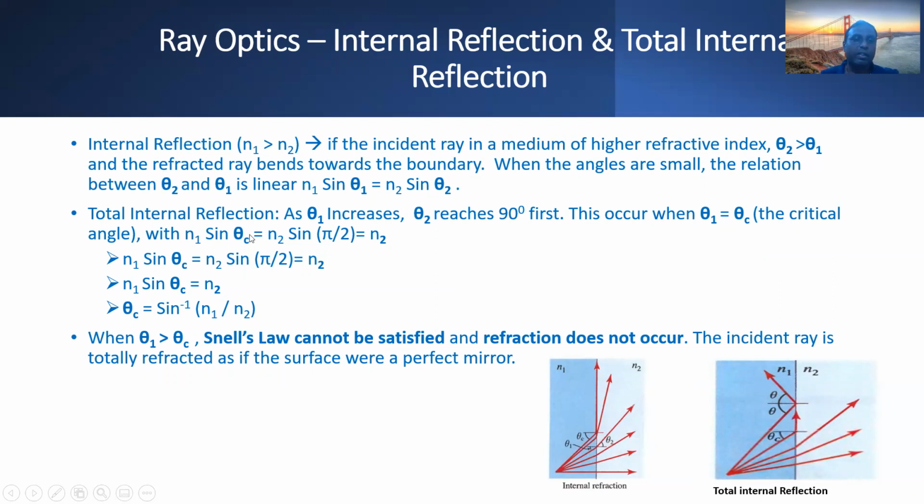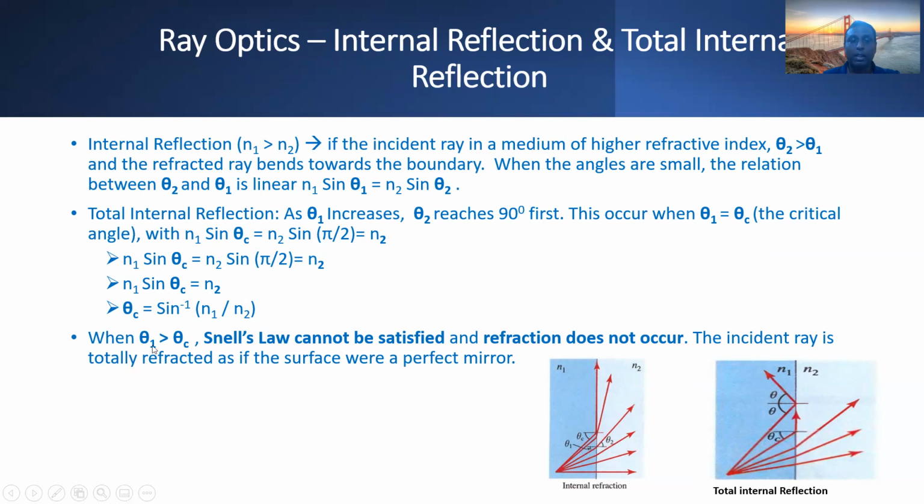As for total internal reflection, as theta 1 increases, theta 2 will reach 90 degrees first. This occurs when theta 1 equals theta c, the critical angle, with n1 sine theta c equals n2 sine pi over 2. When theta 2 reaches 90 degrees, sine pi over 2 becomes 1, so that gives n1 sine theta c equals n2. From here we get the critical angle by taking the anti-sine of n1 divided by n2.